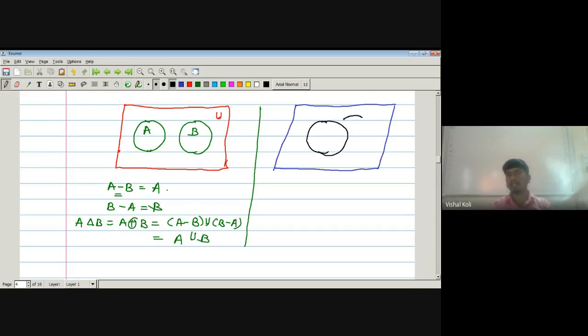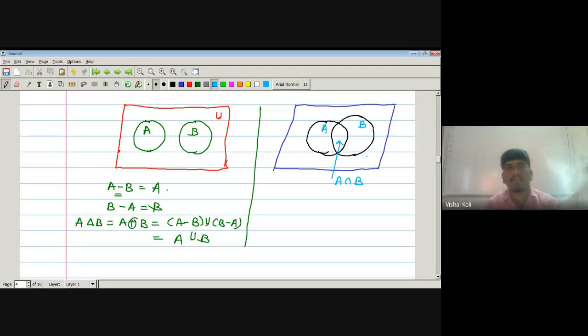This is set A and this will be set B. Now we have to find the symmetric difference of A and B. This common part is nothing but A intersection B, since it contains all the elements which are present in both A and B.